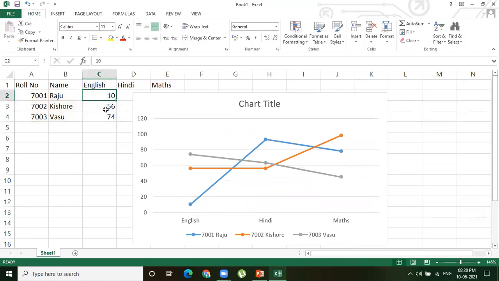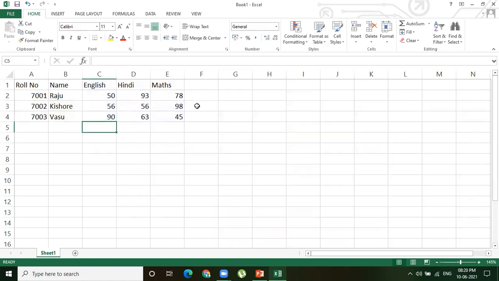So here, if I change the data, for example, 50, automatically the dots, over a period of time, are going to change, right? Even if you change here 90, then automatically the graph is going to change, right? This is about line chart.